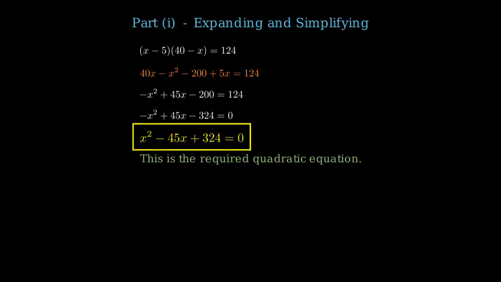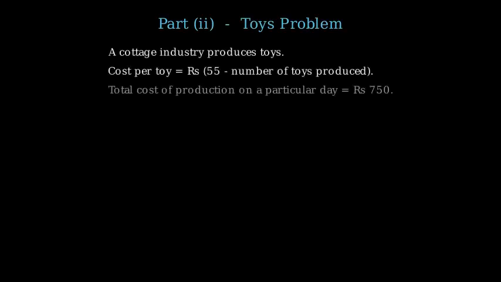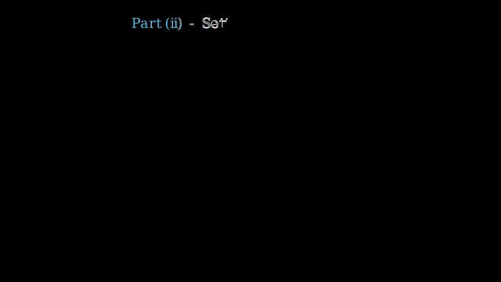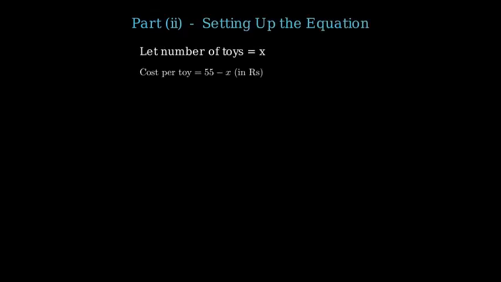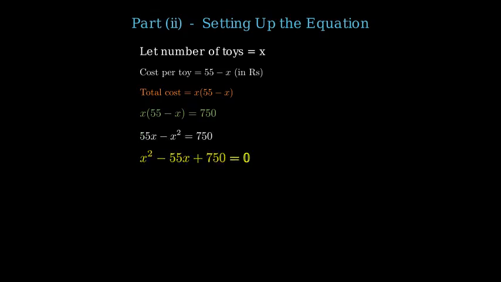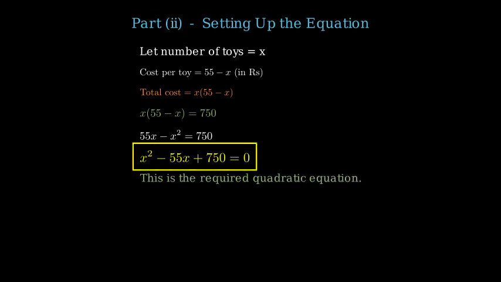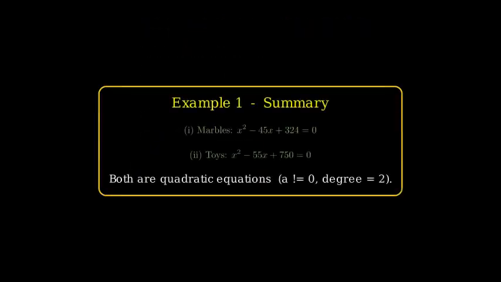Part 2. A cottage industry producing toys. The cost of producing x toys that day was 55 minus x rupees per toy. Total cost equals 750 rupees. So x times (55 minus x) equals 750, giving x squared minus 55x plus 750 equals 0. In both cases, we model a real-world situation as a quadratic equation by carefully defining a variable, setting up a product or area equation, and rearranging to standard form.